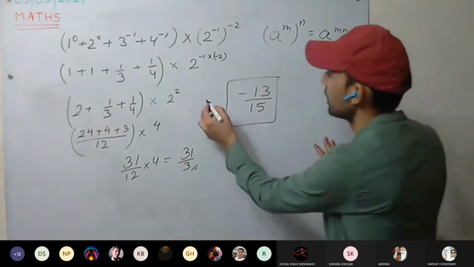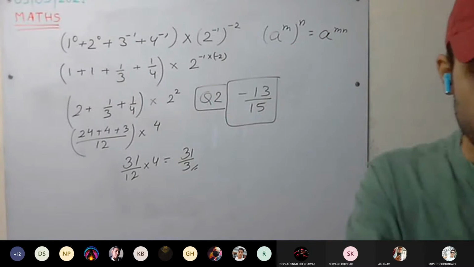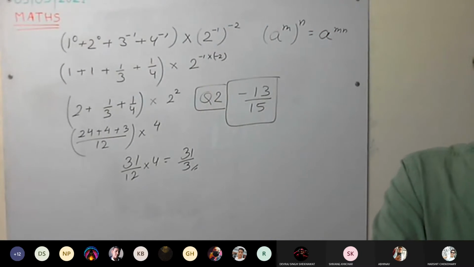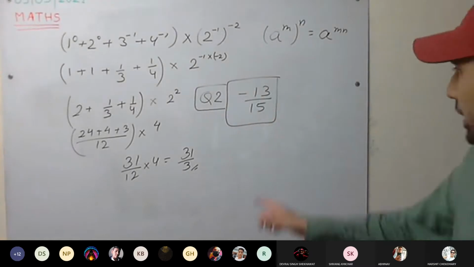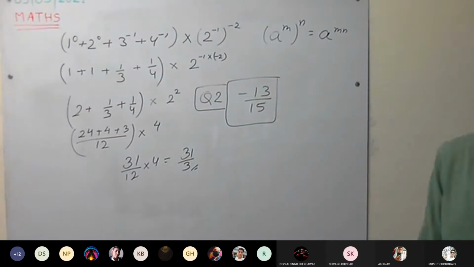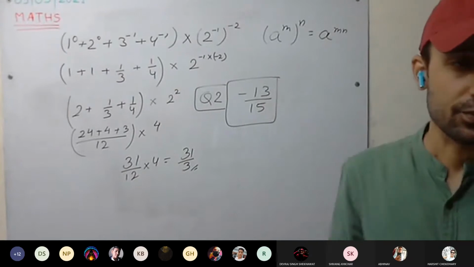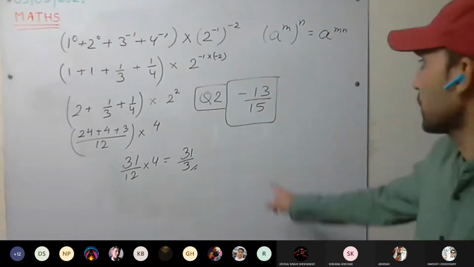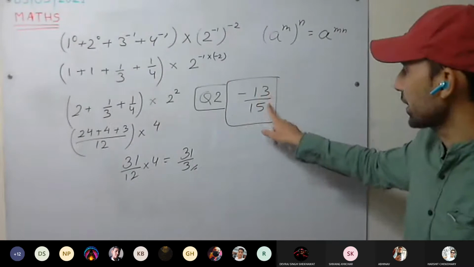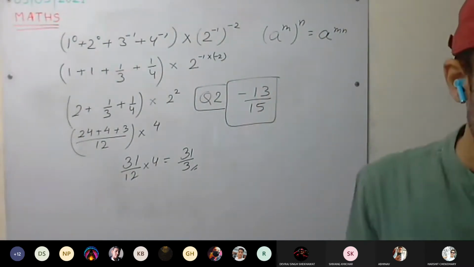Second question, revision exercise, question second, check once what answer is given. Is it corrected? No, sir. Okay, it is minus 13 upon 15. Correct answer is minus 13 upon 15. Everyone correct it. This is the correct answer. Okay, everyone correct in your book. Question second answer is minus 13 upon 15. What is given in book? Minus 15 upon 13. Okay, this is clear.